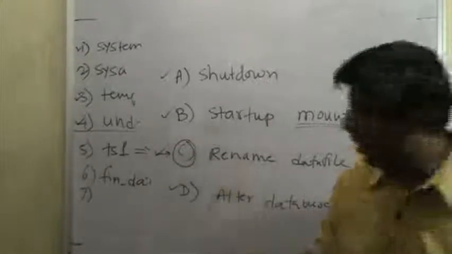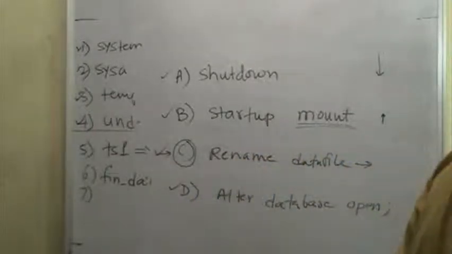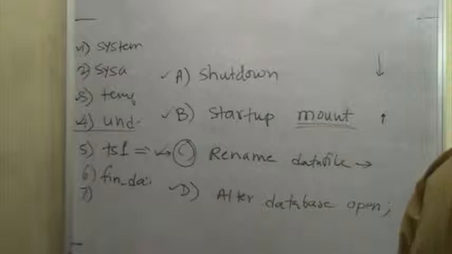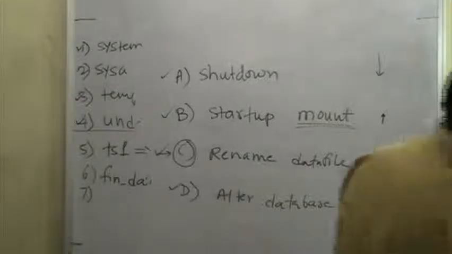Okay, so this is how we do the renaming and all that stuff. So I think these are most of the commands for tablespace related things and the data dictionary views also. So I think we'll stop here.